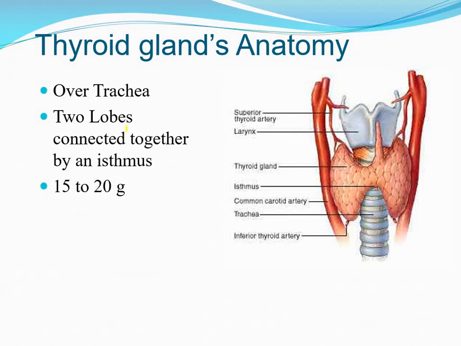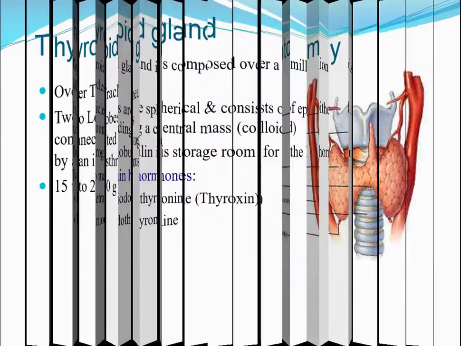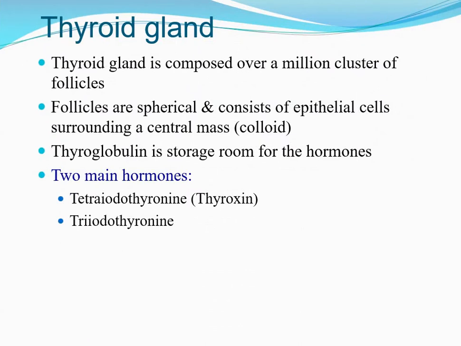It is located over the trachea and connected by an isthmus. It has two lobes, you see, right and left lobe, and its total weight is 15 to 20 grams. The thyroid gland is composed of over a million clusters of follicles, and these follicles are spherical and consist of epithelial cells that surround the central mass that's usually colloidal in nature. And the thyroglobulin is the storage room for the hormones.